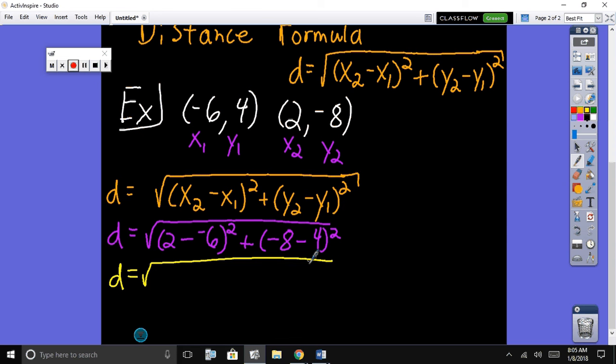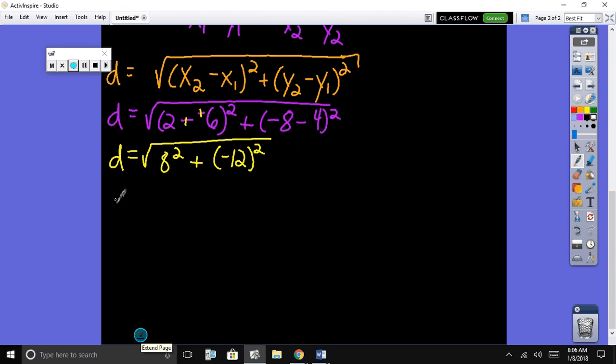So 2 minus -6, well, the opposite of subtracting a negative is adding. So this is going to be 8 squared plus, if I owe someone $8, now I owe them 4 more, so negative, a total of $12. That value is squared. Squaring the first, I got 64, the whole thing under the square root, 64 plus 144.